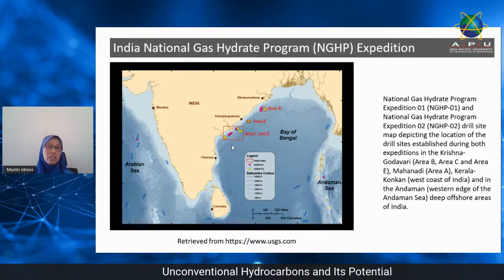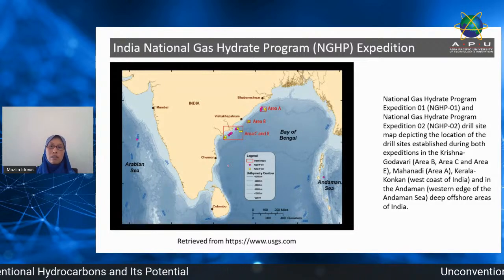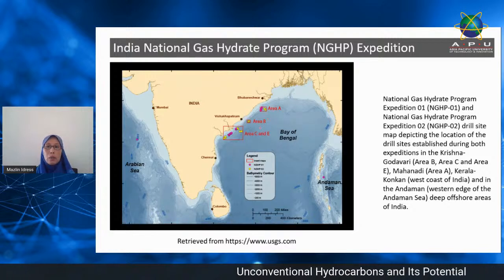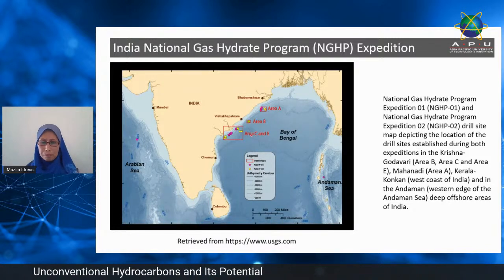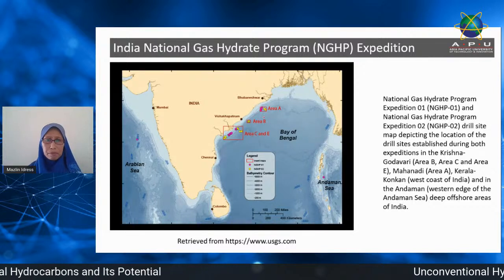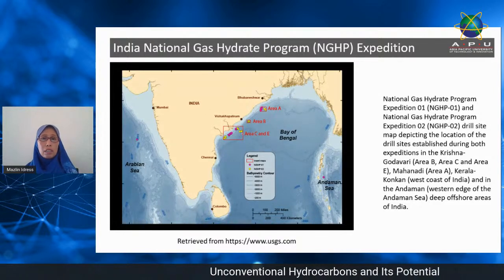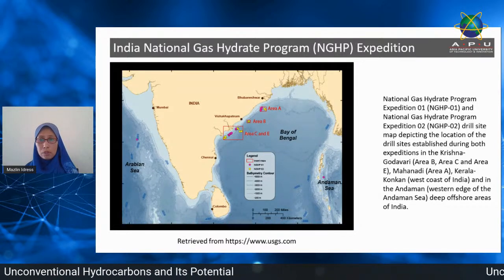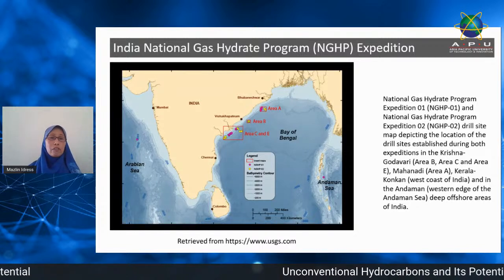So they found it in the Godavari. This is the Krishna Godavari Basin, areas A and B, and then we have Mahanadi, areas A, B, and C. We have Krishna Godavari, and also the Andaman Sea, where we have deep offshore areas of India.